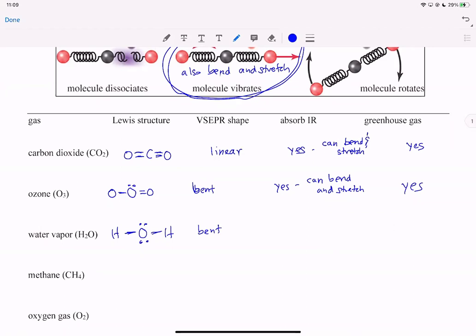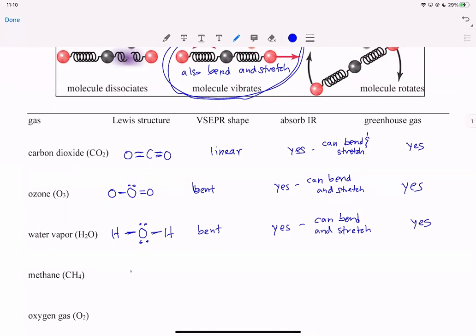And this also does the same thing. When it's hit with infrared, it can bend and stretch. So even though it's already a bent shape, it can bend even more, or it can stretch. That bending and stretching vibration absorbs infrared when it bends. Then when it returns to its less bent shape, it releases that infrared to the atmosphere, and that makes it a greenhouse gas.